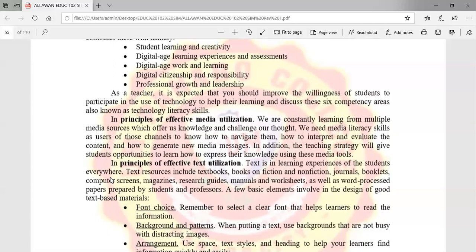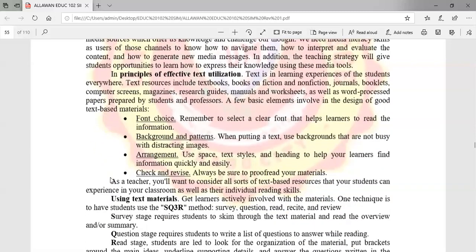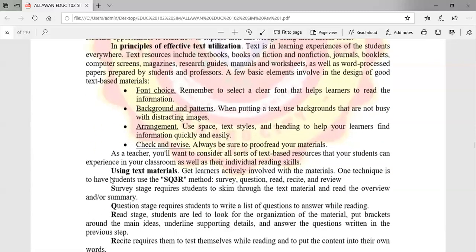And then for effective text utilization, text means the words or letters, the learning experience of students everywhere. These text resources include textbooks, books on fiction and nonfiction, journals, and so on. In this virtual class, as I have mentioned, all the lessons will be uploaded in the Creeper website. These are the formats, and so on.